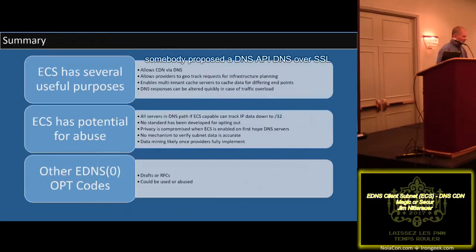So look up this option too if you're into stupidity. Somebody's proposed a DNS API, DNS over SSL tunnel. It's a draft. So imagine if that ever gets put out there. How hard is it going to be then to detect malware via DNS? Just a thought. Any other questions?